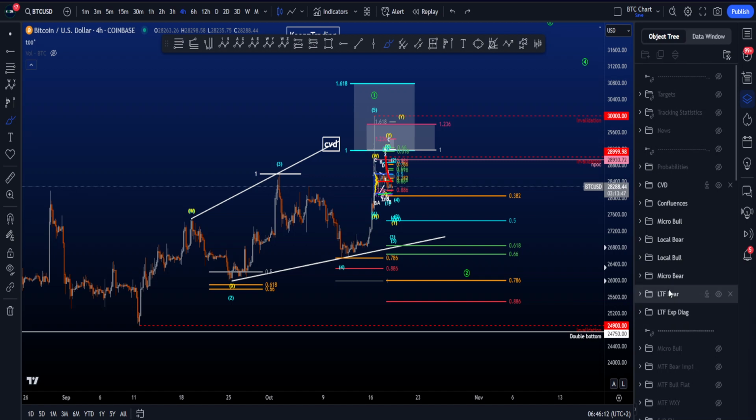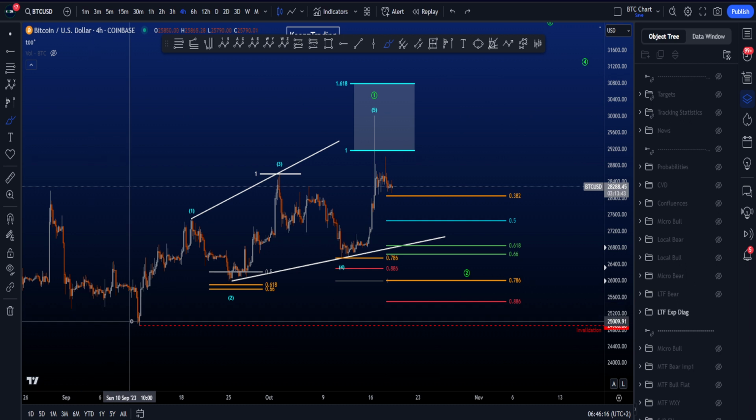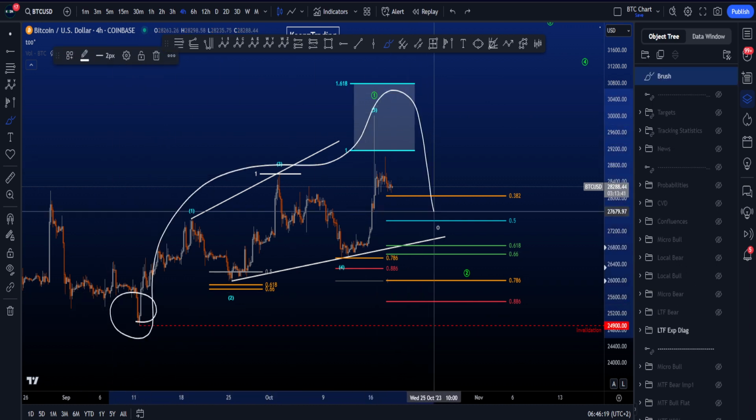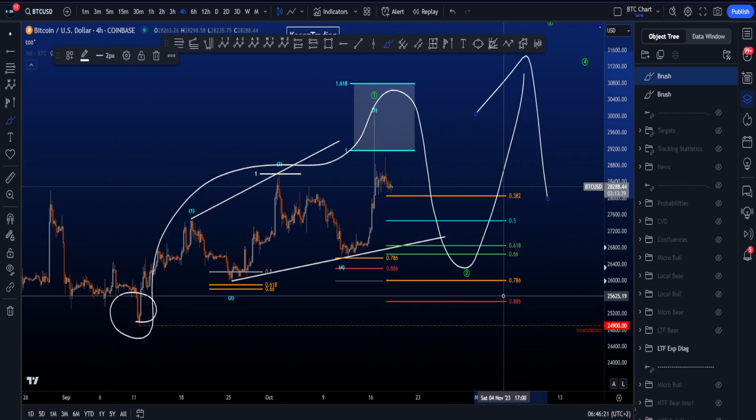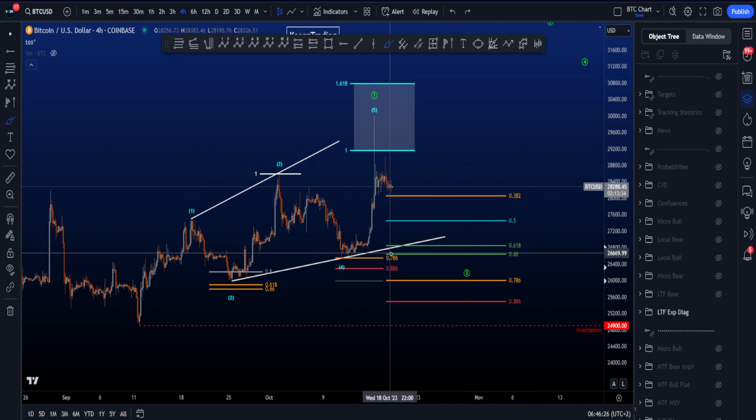Hi everyone, let's go over my bullish and bearish Elliott Wave scenarios on Bitcoin, starting with the low time frame bullish scenario, where this is the low and we're looking for 1-2 and continuation to the upside for new highs to come. In this scenario, wave one is a leading expanding diagonal.